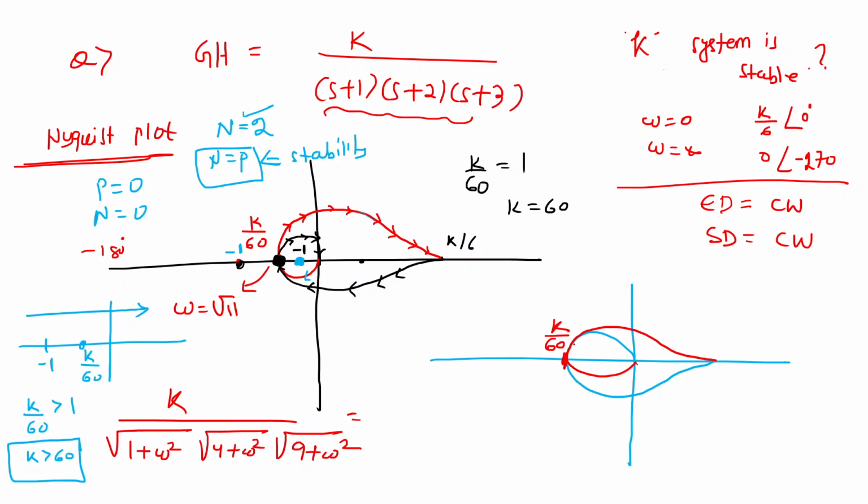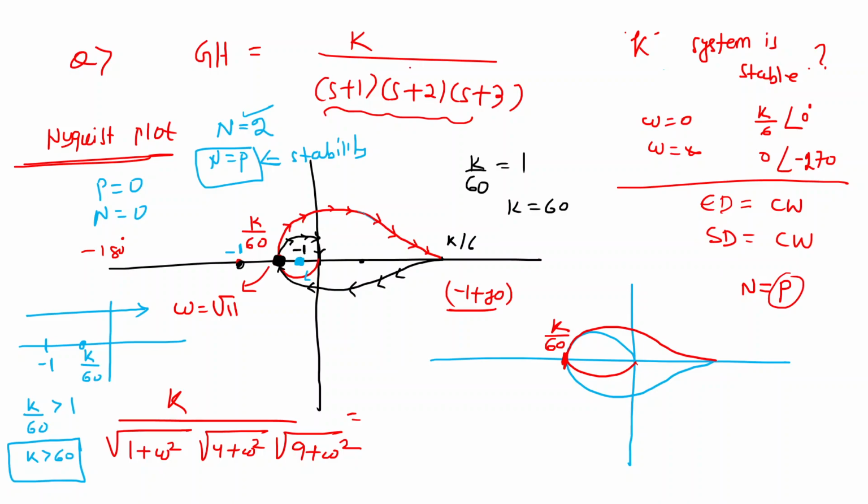Now for Nyquist stability, the number of encirclements about the critical point in Nyquist stability, the critical point is minus 1 plus j0, right? The number of encirclements about minus 1 plus j0, that is about the critical point, is equal to the number of poles which lie to the right hand side of the S plane. So first find out the number of poles.